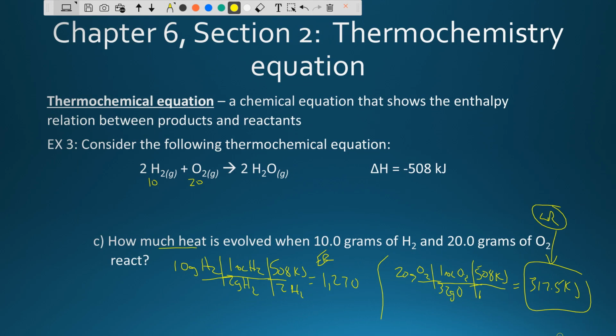Okay, that's all we need to do with those. Those are pretty straightforward, just stoichiometry problems, and I think you guys will be just fine.